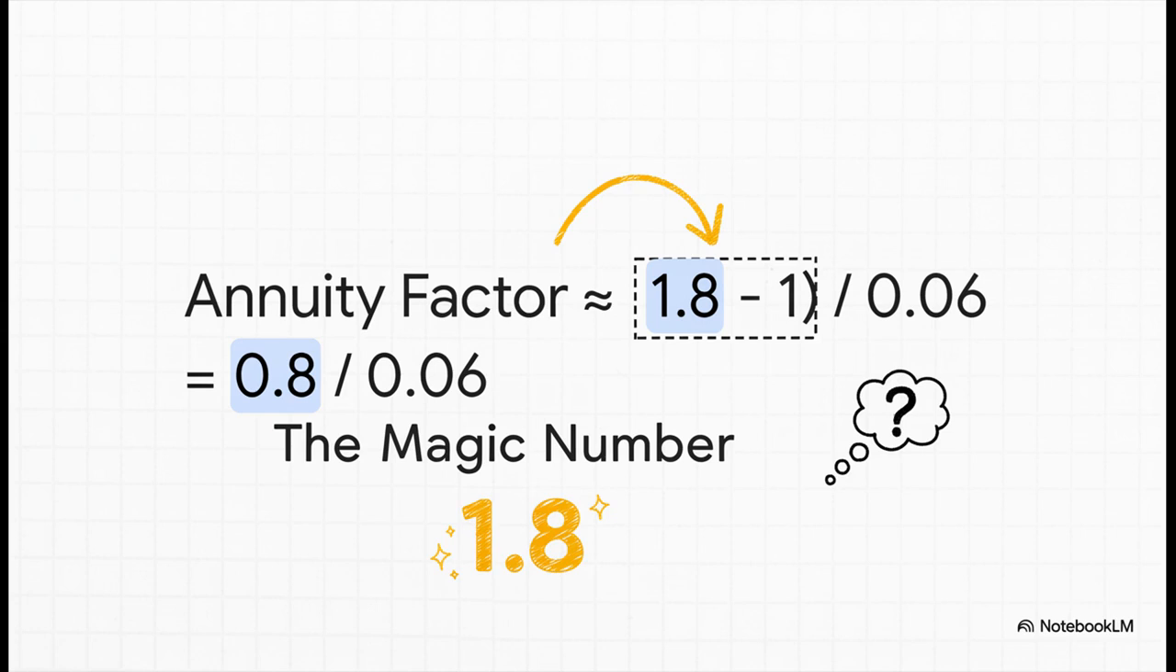Remember, the annuity factor is just the multiplier we need. So we've got 1.8 minus 1 divided by 0.06. That simplifies pretty easily to 0.8 divided by 0.06. Now, that still looks a little tricky to do in your head, right? But don't worry, there's a trick for this part too.